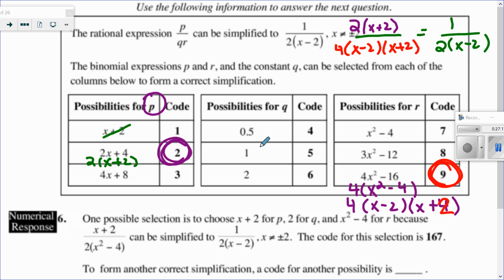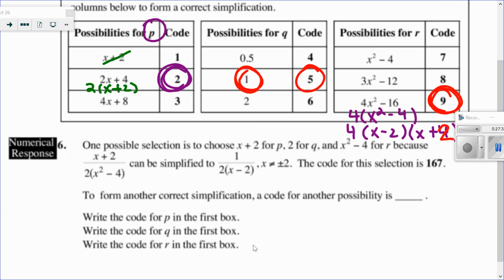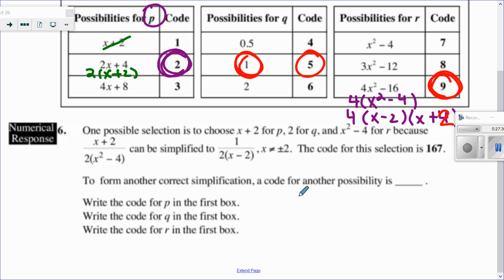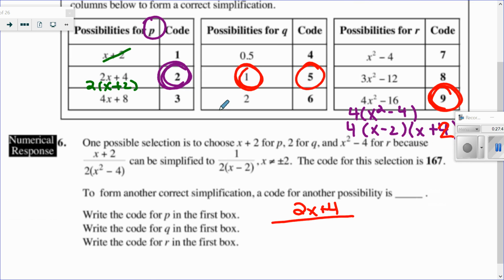So for my Q value, I'm going to choose 1 because I don't want to affect anything. This is a really challenging question. Okay, so I want to set this all up together again to show you why it works. We're doing P over Q times R. So P, I'm choosing as 2x plus 4, over Q times R. I'm choosing Q as 1 and R as 4x squared minus 16. So I'm choosing option number 2, option number 5, and option number 9, and I want to show you that it works now.